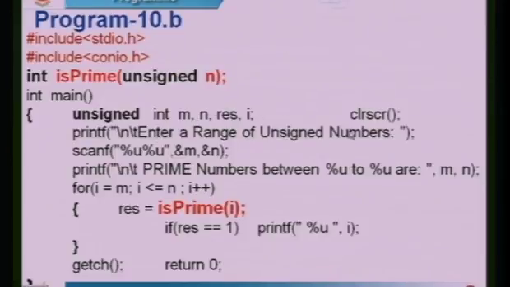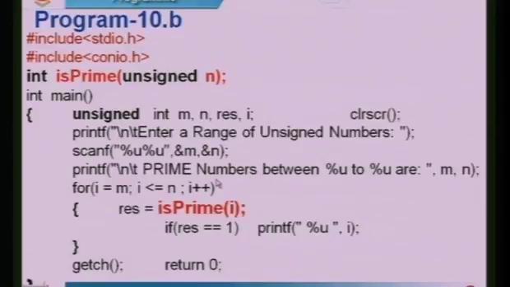Now, enter a range of unsigned numbers. So here what we do is, %u comma %u, ampersand m comma ampersand n. So we are taking the range of numbers within which we are supposed to find the prime numbers. Then we have to display all the prime numbers that exist in that range. Prime numbers between %u to %u are, m comma n, and the prime numbers will be listed by this particular looping construct.